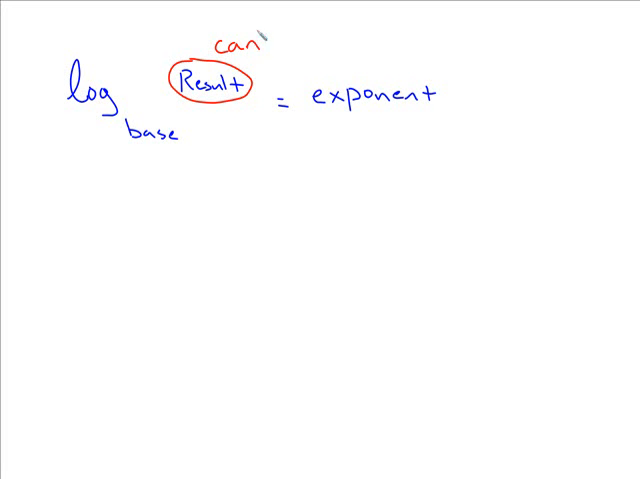Let's talk about a few things regarding logarithms. So basically, a logarithm, we have a log, then we're going to have the base, then we have the result here, I'll just call it the result, is equal to the exponent. A few things to keep in mind. In log form, the result here cannot be negative. If the result happens to be negative, then the problem is considered undefined. It cannot be negative.